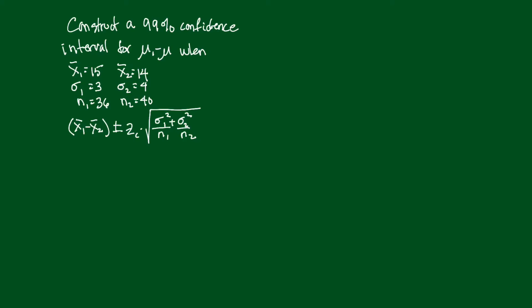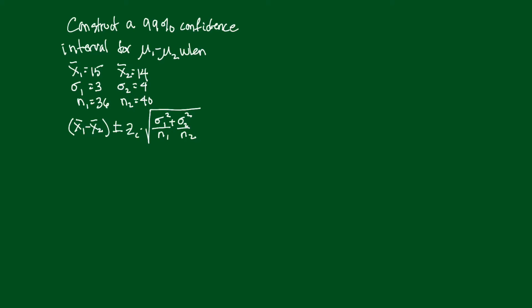Let's construct a 99% confidence interval for the difference of the 2 means, mu1 minus mu2, when we're given this data right here. We're given these statistics. So we have the mean of the first is 15, standard deviation is known to be 3, sample size is 36. The sample mean of the second sample is 14, its standard deviation is known to be 4, and sample size is 40.